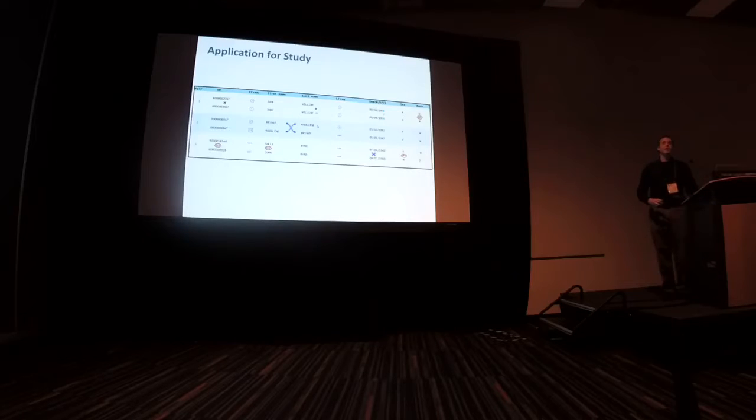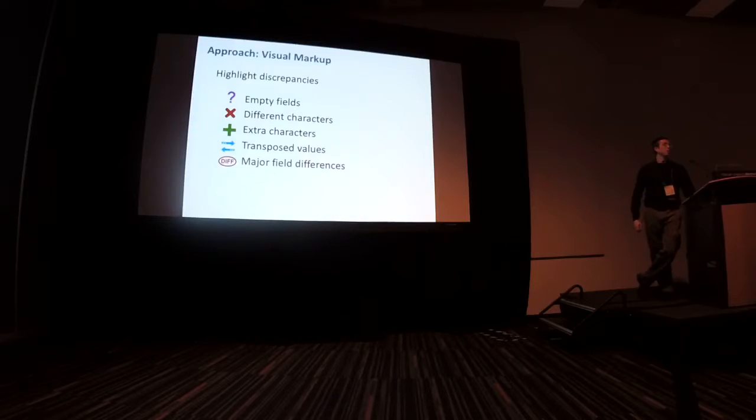And to make it easier to identify what's going on here, we use visual markup, some extra visual annotations to identify the types of discrepancies between records. So we see these different types of icons that show up that can let you know were additional characters added, or is there a major difference, was there transposition between data values, or are they missing data values.